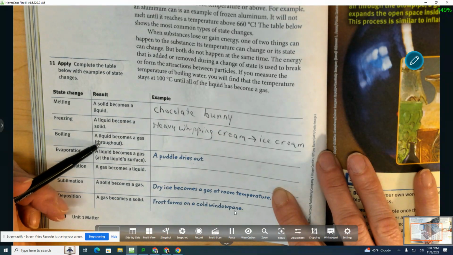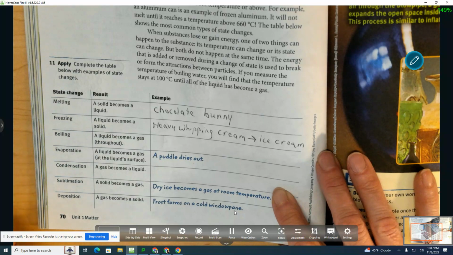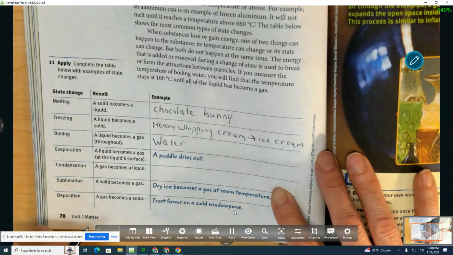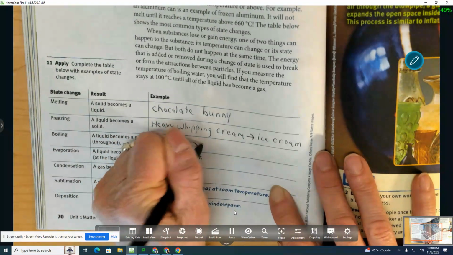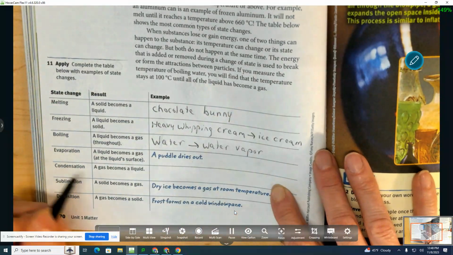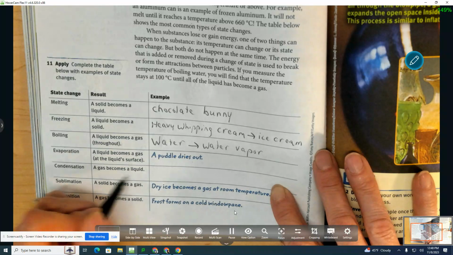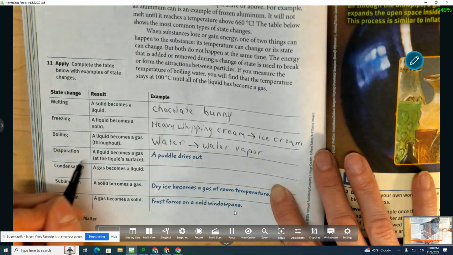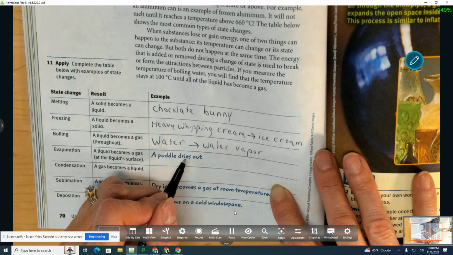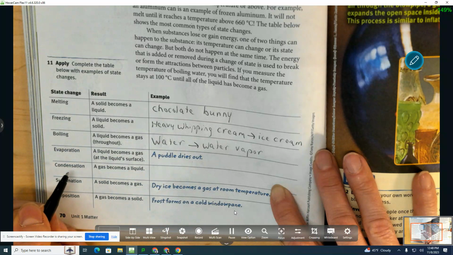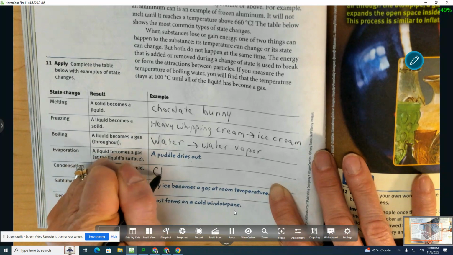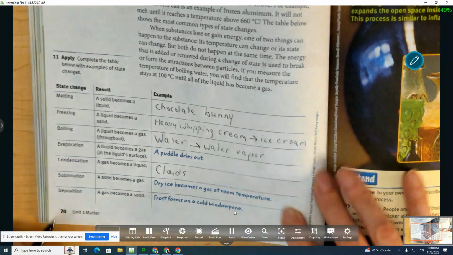Boiling, a liquid becomes a gas. Well, we could say water becomes water vapor. Evaporation, a liquid becomes a gas. This would be a puddle drying out. Condensation, a gas becoming a liquid. Clouds. This is what happens when clouds are formed.